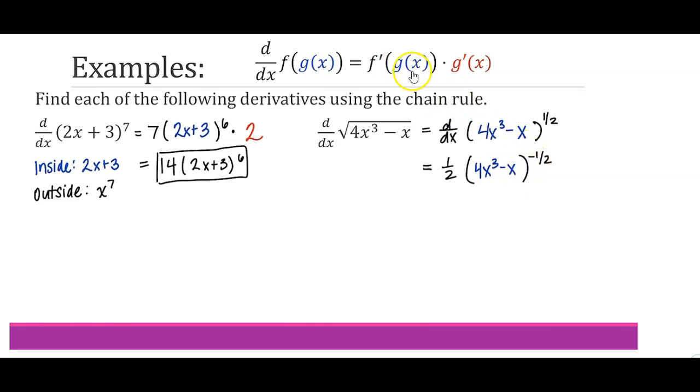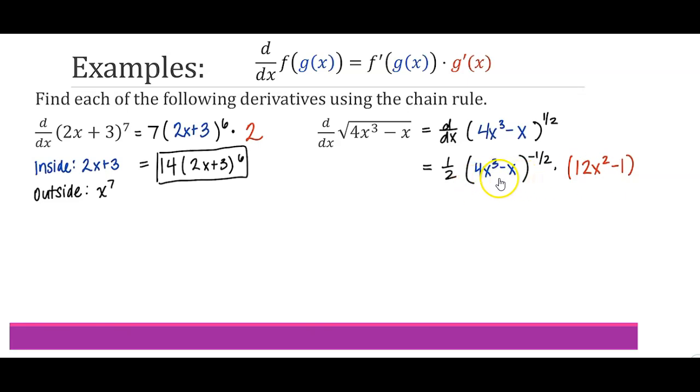So here we've done the derivative of the outside, f prime of g of x. Now what's left is to multiply by the derivative of the inside. So we're going to have times g prime of x, which by the power rule is 12x squared minus 1. We're taking the derivative of 4x cubed minus x to get 12x squared minus 1.